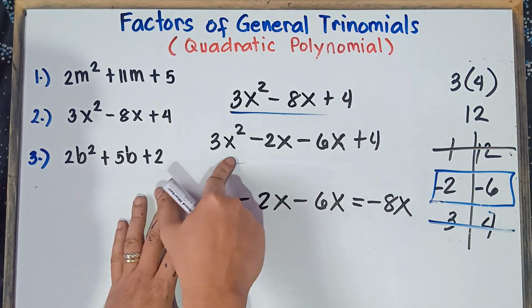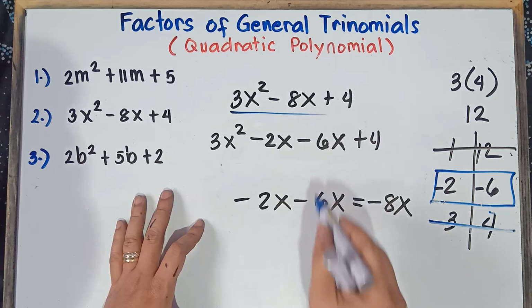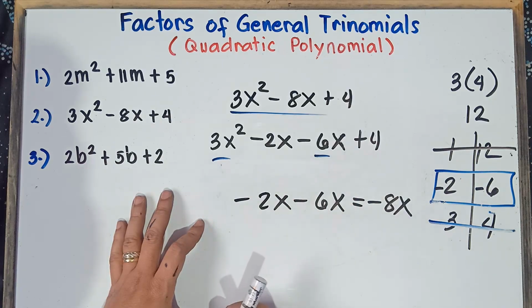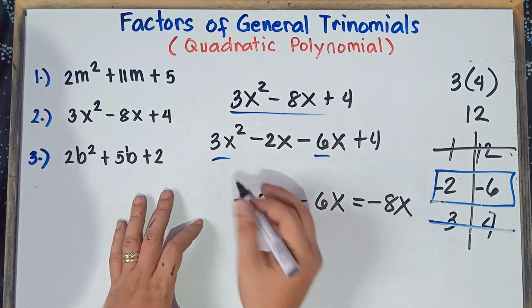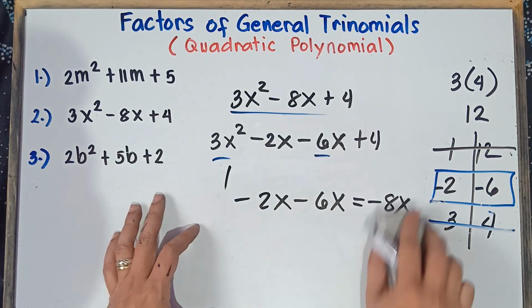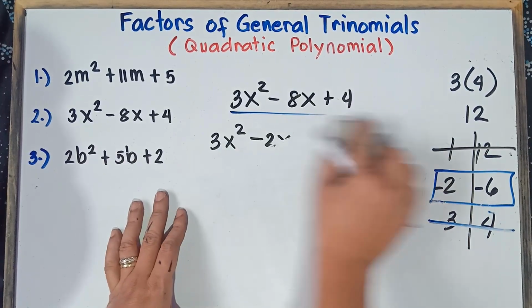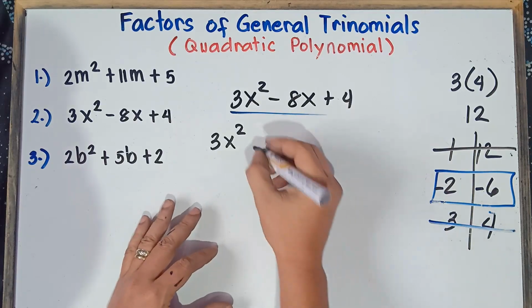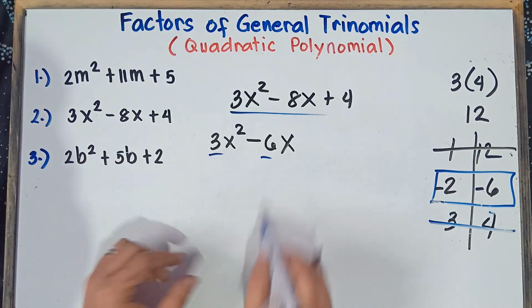But for me, class, it's better to write negative 6x first because there is a greatest common factor of 6 and 3, right? Rather than 3 and 2, the greatest common factor of 3 and 2 is only 1. So it's better to write negative 6x first. That's okay, class, you will have the same answer anyway. But I just write negative 6x first because we have a greatest common factor of 3 and 6.